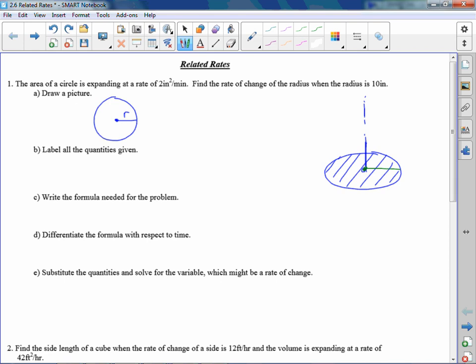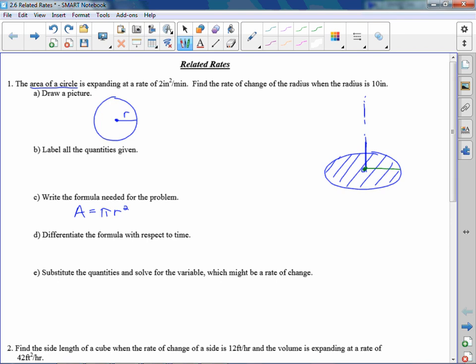Okay, we're going to label all the quantities given. Let's actually go to C first. Maybe I should have had C as the B. We're going to write a formula needed for the problem. Well, they're discussing the area of the circle. So area of the circle is equal to pi r squared. I want to differentiate the formula with respect to time.